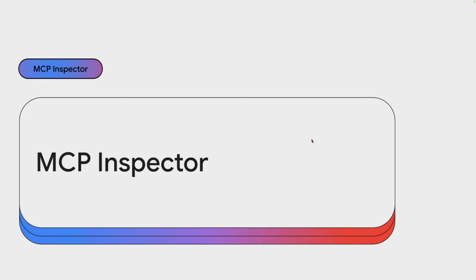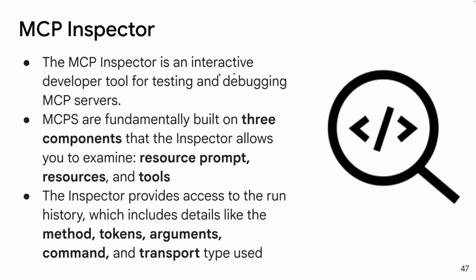Okay. As a developer, one of the things you can do is inspect. When you write your MCP server, how do you inspect whether it is working correctly? In the MCP SDK, it comes together with a tool called the MCP inspector. That means you do not need to write the client. You just run the server and you can inspect whether the MCP server is working in a correct manner or not.